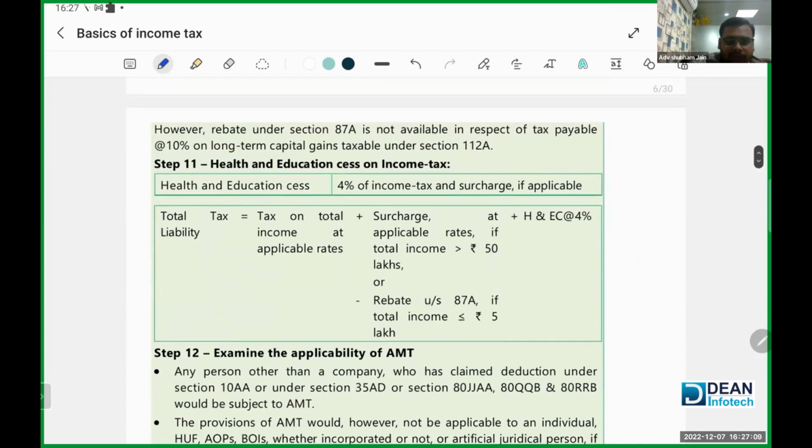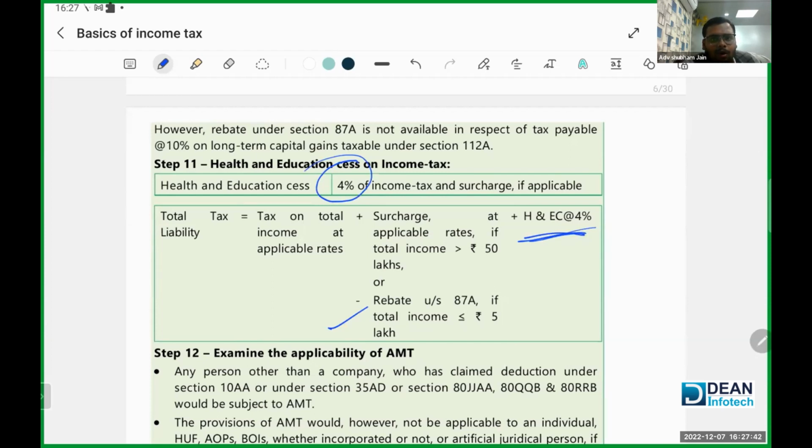And then, whatever the tax is calculated after surcharge, there is 4% health and education cess that is levied. So you can see on the screen, total tax liability is equal to the tax on total income at applicable rates, plus the surcharge if applicable, like if the people are earning more than 50 lakhs, slab wise, then less the rebate amount if the people are getting rebate, and then the 4% cess. That is how the tax liability of income tax is calculated.